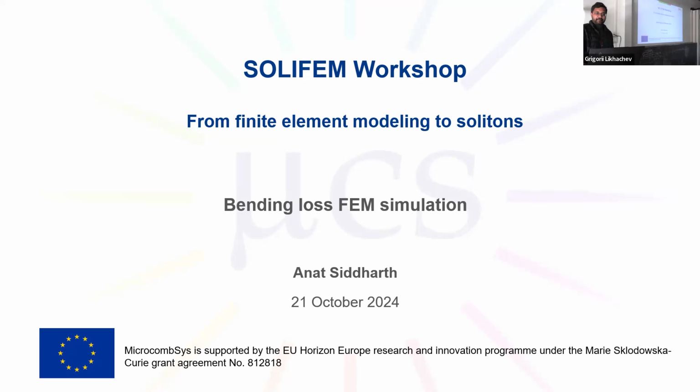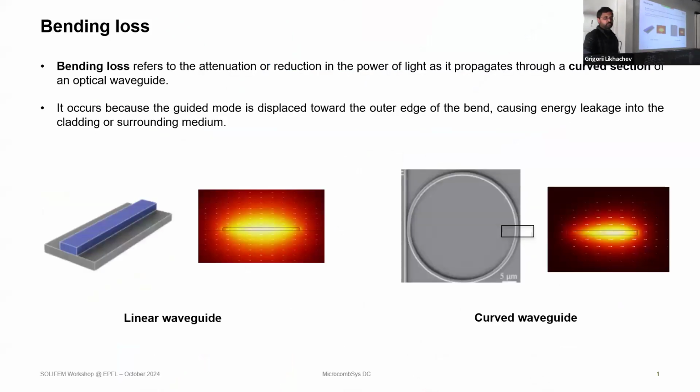Okay, so I'll start. I'm here with my second talk on bending loss FEM simulation. Just a very basic introduction. What do you mean by bending loss? It refers to the attenuation or reduction in the power of light as it propagates through a curved section of an optical waveguide. It occurs because the guided mode is displaced towards the outer edge of the bend, causing energy leakage to the cladding of the surrounding medium.